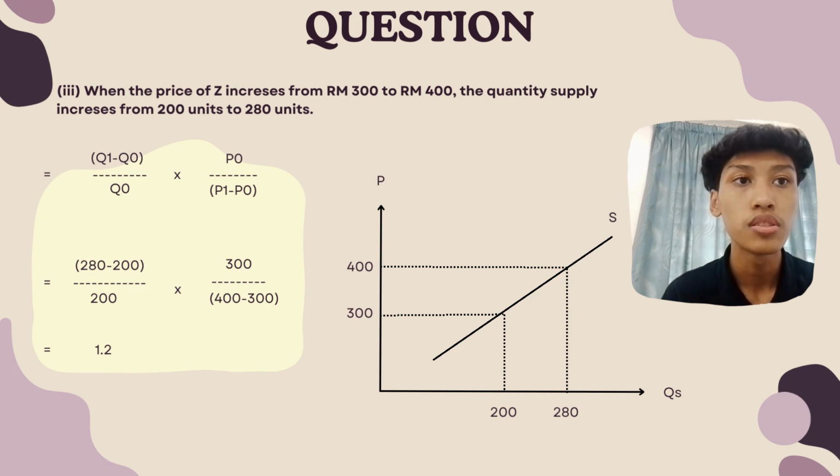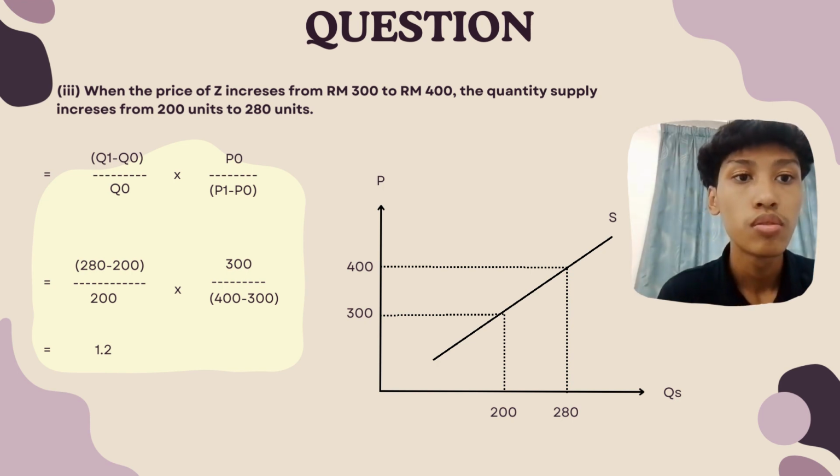218 minus 200 divided by 200 times 300 divided by 400 minus 300. The answer is 1.2. Lastly, the price changes from 300 ringgit Malaysia to 400 ringgit Malaysia. The quantity changes from Q0 to Q1, which is from 200 to 218 units.